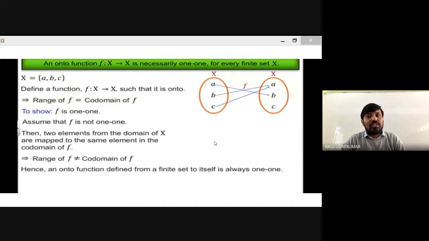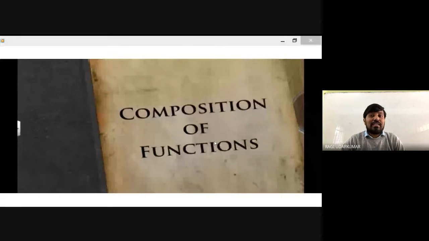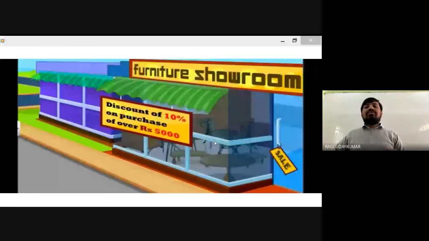Ab woh 1-1 hota hai to onto hota hai. On a finite set, single set mein define hoga. Okay, so this is about the different types of functions, 1-1 function and onto function.